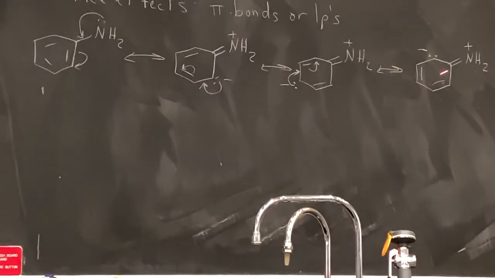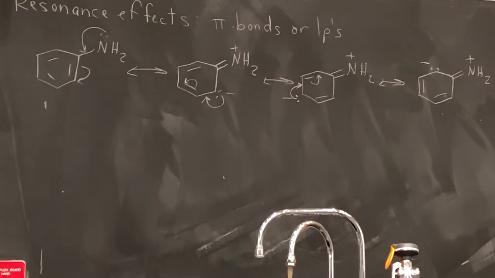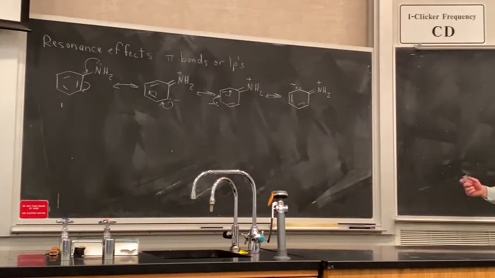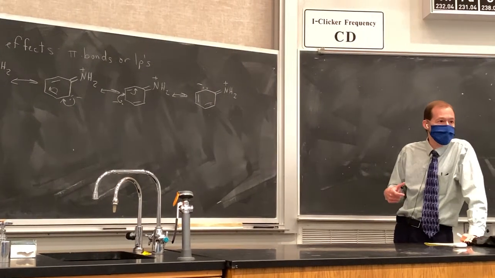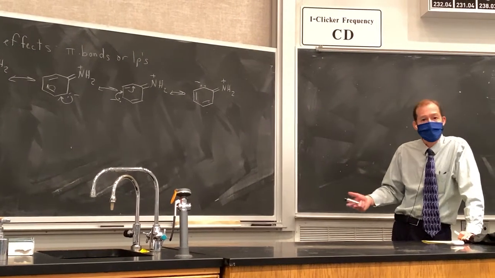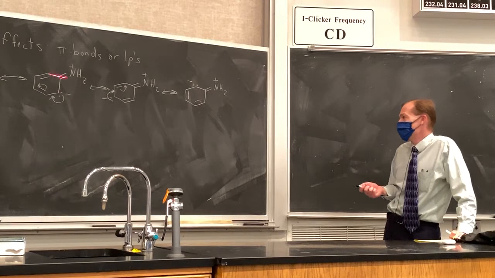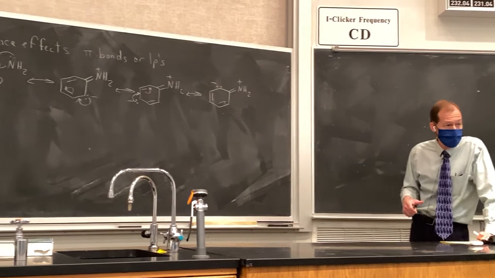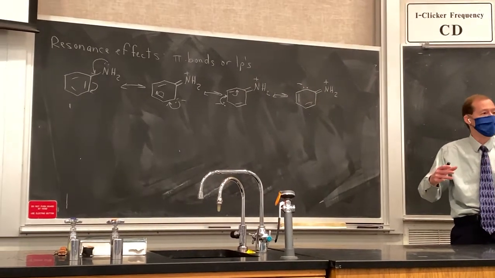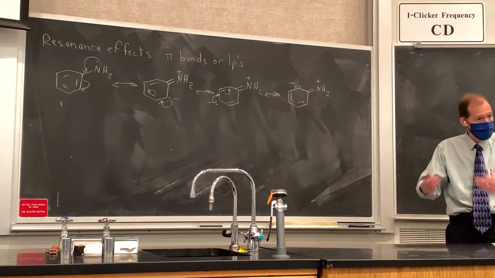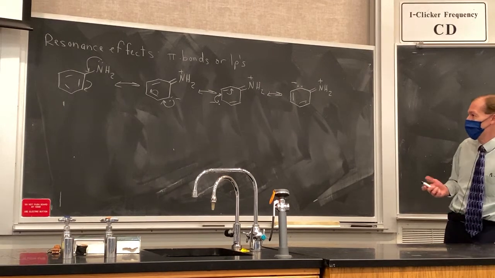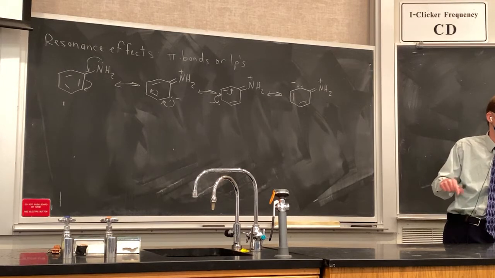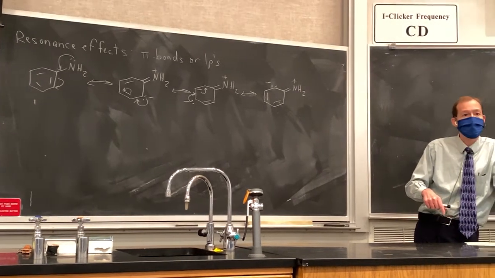So again, these are all minor contributors, but as I mentioned in the chapter 16 lectures, minor contributors can provide clues about the reactivity of compounds. And these 3 minor contributors all have a negative charge in the ring. And so that tells us that our ring is going to be electron rich. And so that tells us that by resonance, the NH2 group is donating electrons to the benzene ring. Any questions?